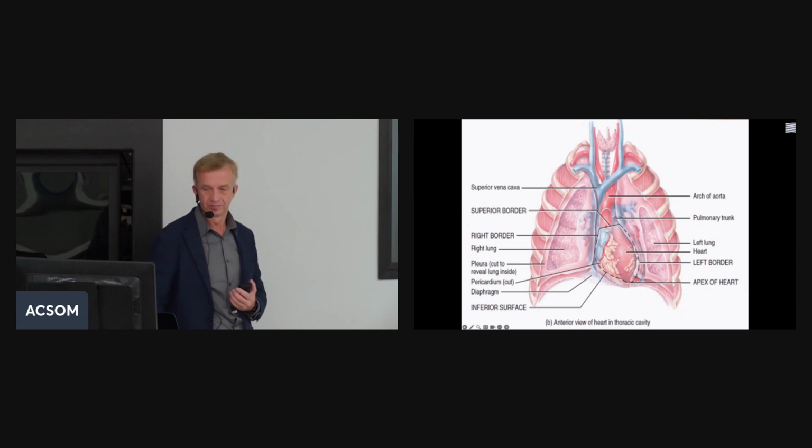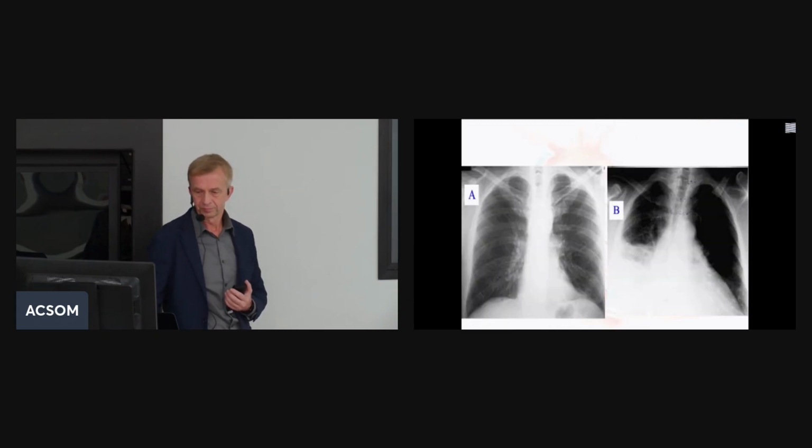Is that clear? So right atrium, right ventricle, part of the left ventricle. Left border is mostly the left ventricle. On the top, there is a left atrium or auricle of the left atrium. And then the superior border is the left and right atrium. And this is what you can see on the X-ray.